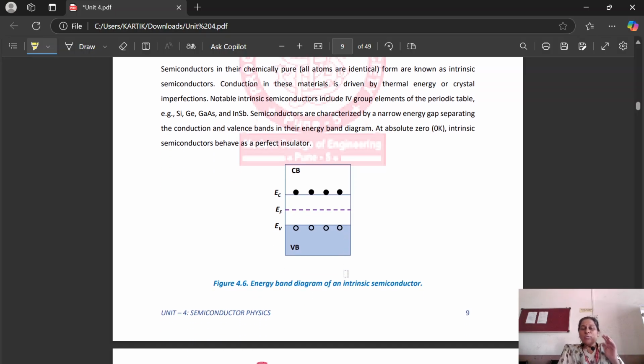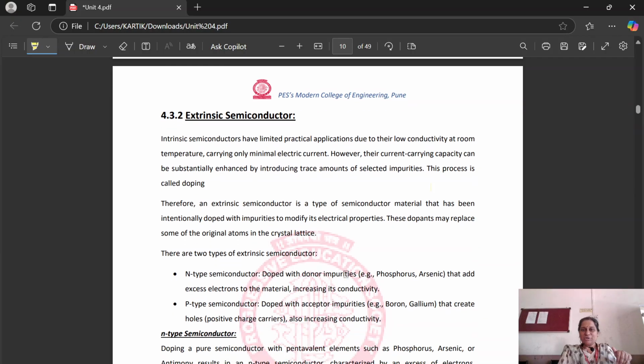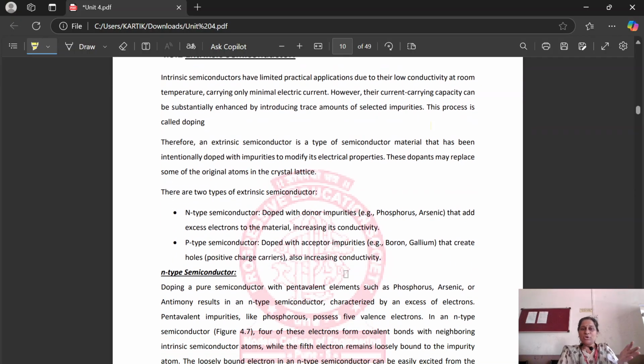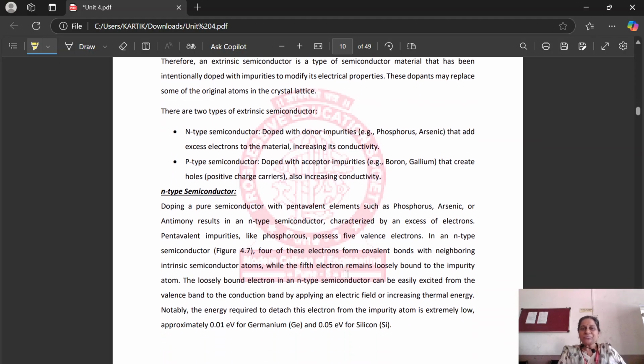Now let's go for what do we mean by extrinsic semiconductor first of all, and then how the Fermi energy of that is represented. So impure semiconductors are N-type semiconductors as well as P-type semiconductors.